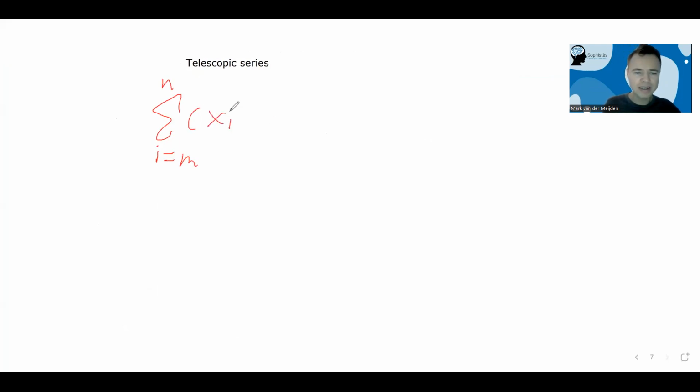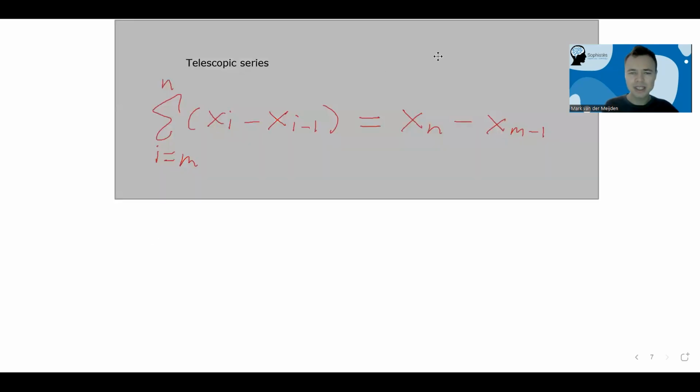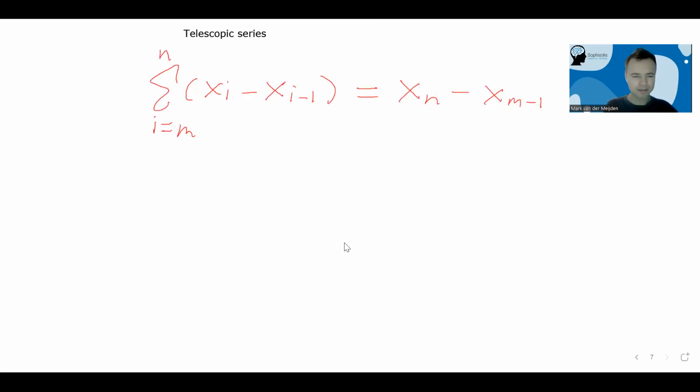You have x_i minus x_(i minus 1). And what the telescopic series predicts is that this will eventually be x_n minus x_(m minus 1). Okay. We're going to see if that really is the case. So here's an example.